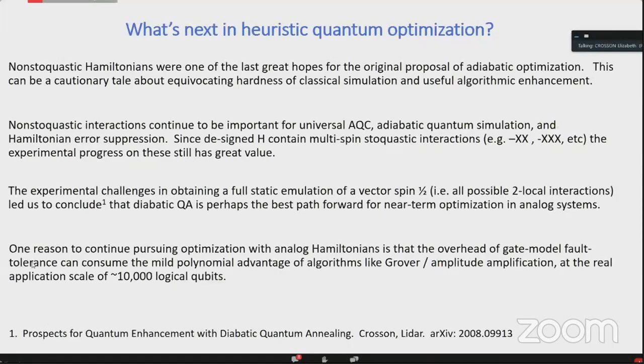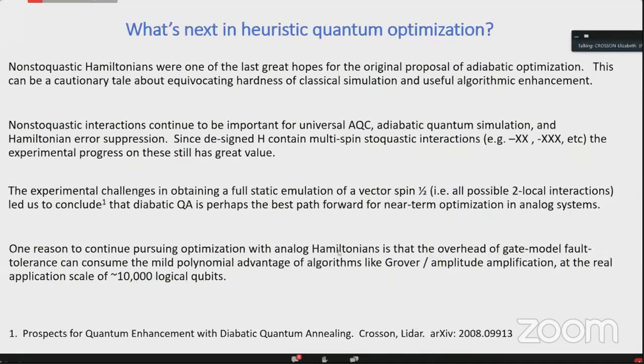One reason to continue pursuing analog optimization is that if you look at it carefully, the overhead of gate model fault tolerance can easily consume the mild polynomial advantage of algorithms like Grover or amplitude amplification when it comes to a real finite application scale. So the idea of getting a quantum advantage from a fault tolerant gate model computer just because we have some polynomial speedups with these algorithms is not a slam dunk, just because we aren't really in the n goes to infinity limit, but we're capped at some finite application scale.